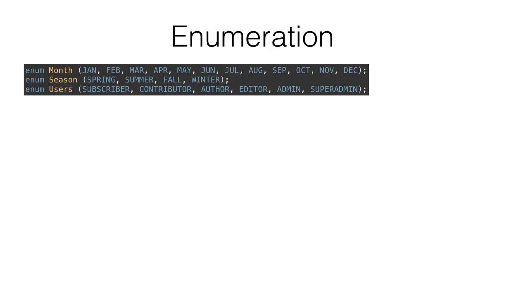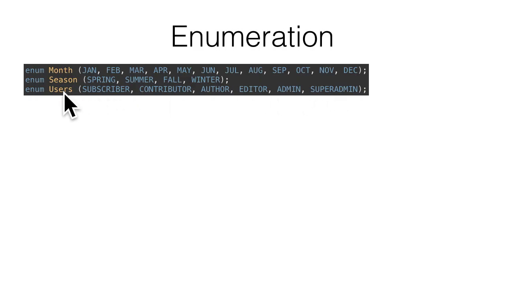This is called an enumeration. All right, so what's an enumeration? Well, let me give you an example here. I used to use these all the time before I came over into the PHP world. So here, I've got month, season, and users. Well, let's start with users there. So within here, what I would have is subscriber, contributor, author, editor, admin, and super admin. Notice that these are all in caps.